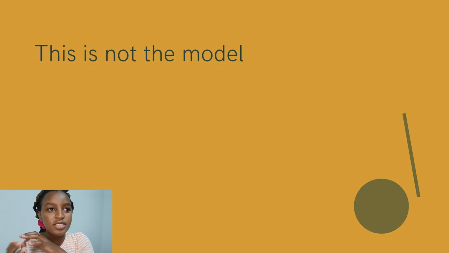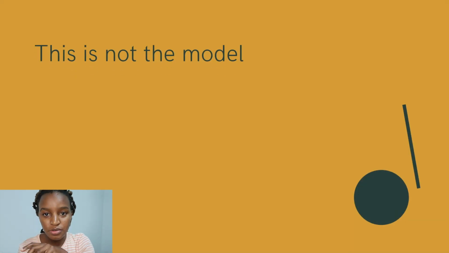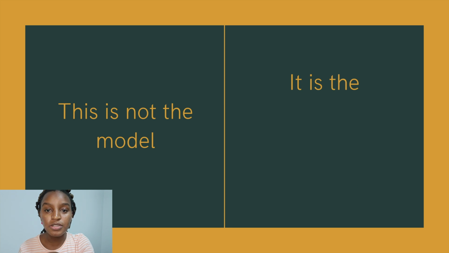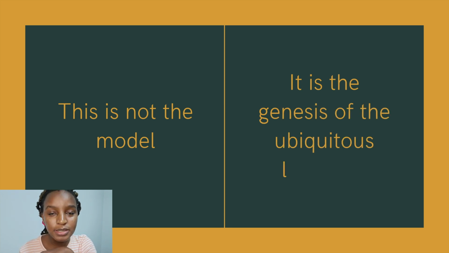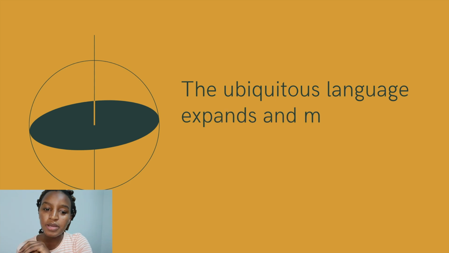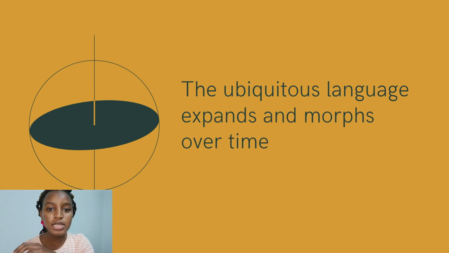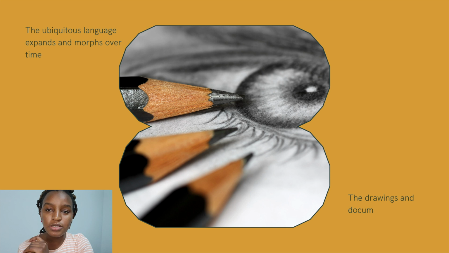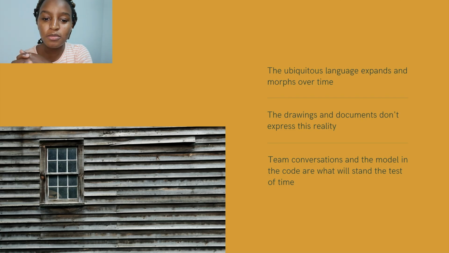All these, the sketchbooks you have, the diagrams, those are not the model. They're just the genesis of the ubiquitous language. It's how you start expressing it. It's how you start talking about it. The ubiquitous language expands and morphs over time. You can see how this happens. The drawings and documents don't express this reality. Team conversations and the model in the code are what will stand the test of time.